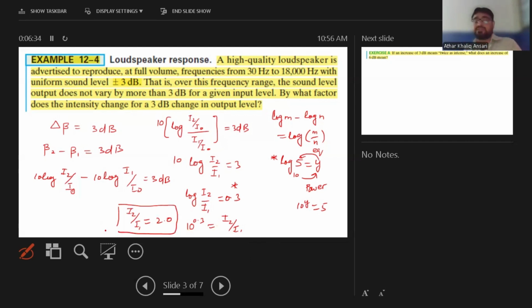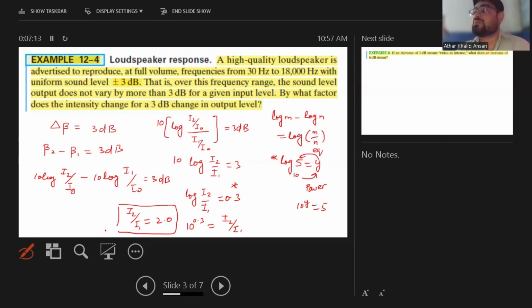What does this mean? This is very, very important to understand. The difference of the decibel level in two sounds is 3. For example, one sound is 75 decibel, the other is 78 or 72. When the difference is 3 decibel, the intensity ratio is twice. That means the second, more intense sound is 2 times the first: I2 is equal to 2I1. If I have this rule, I can use it for further information.